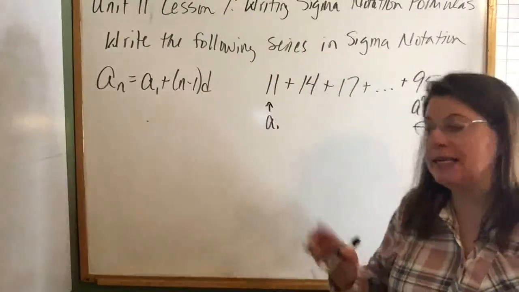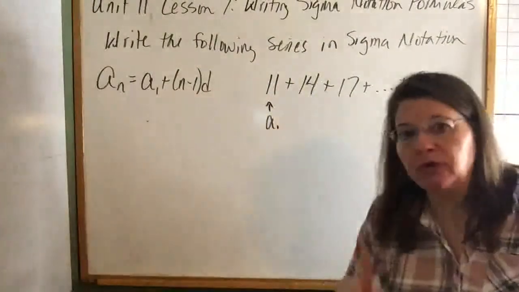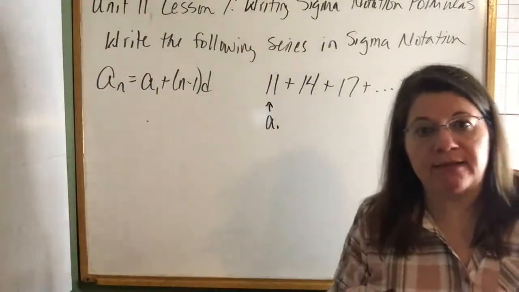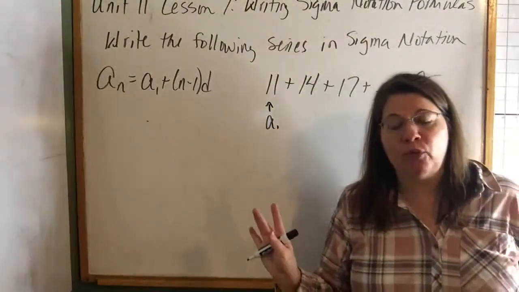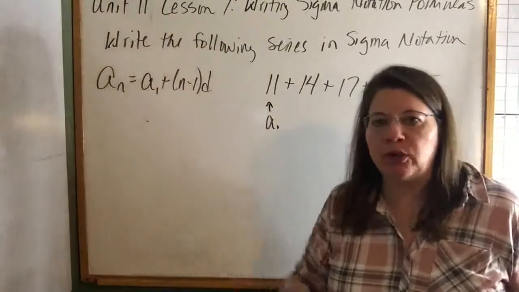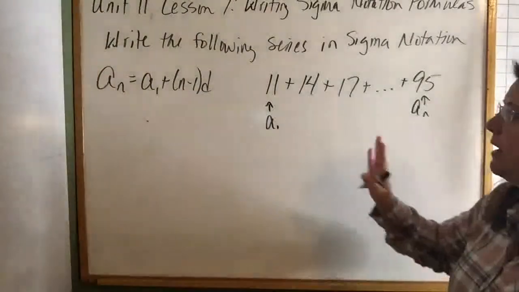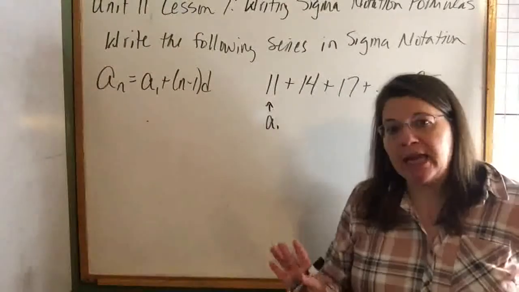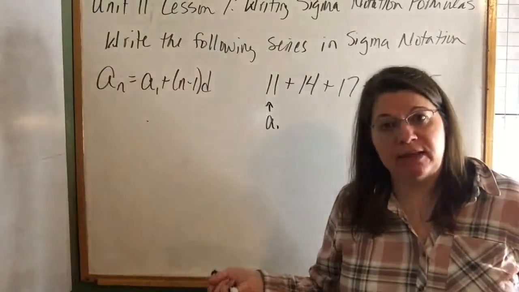We can then find our d value. Now I will say this only works for arithmetic sequences. I can't give you this for geometric. There is a way to do it, but we don't need to do that in Algebra 2. But for sigma notation, we can write arithmetic series notation.